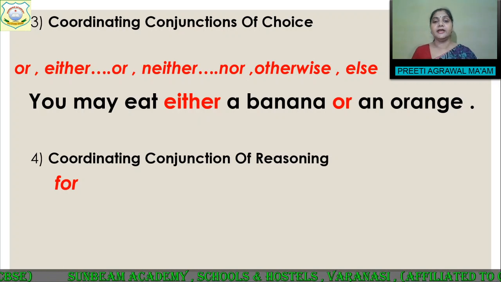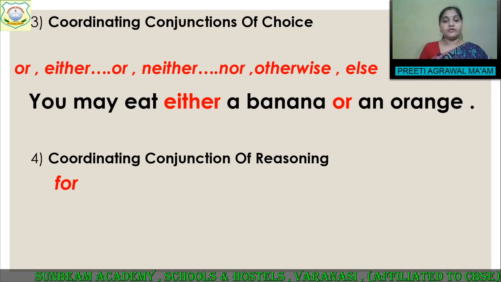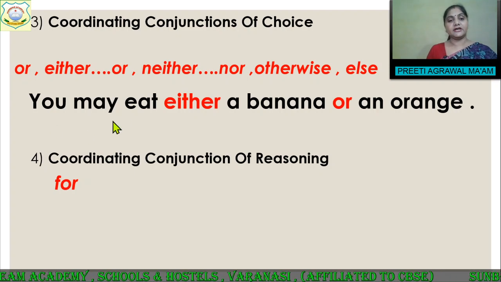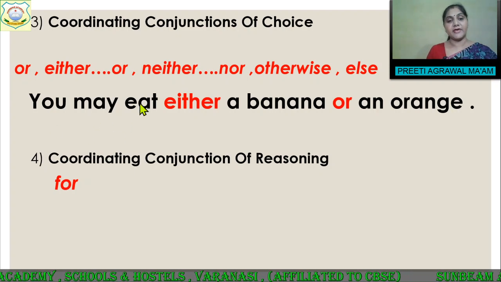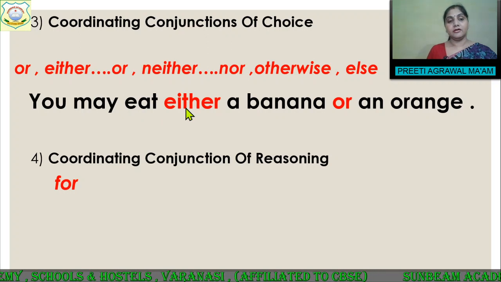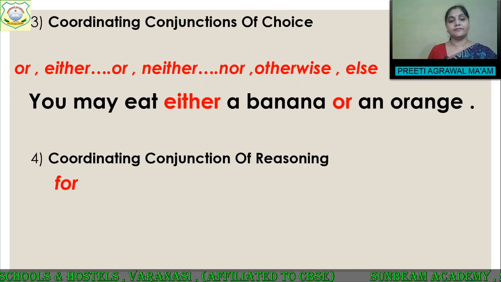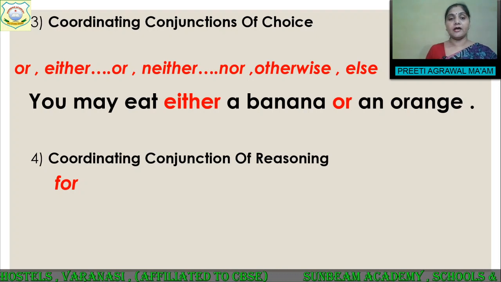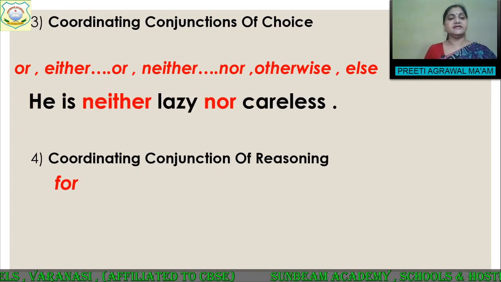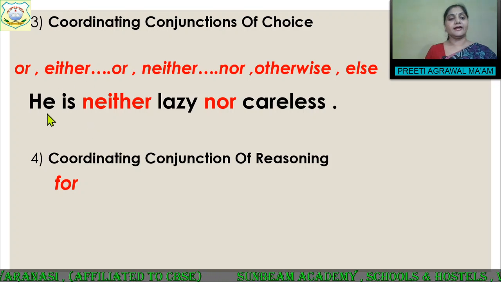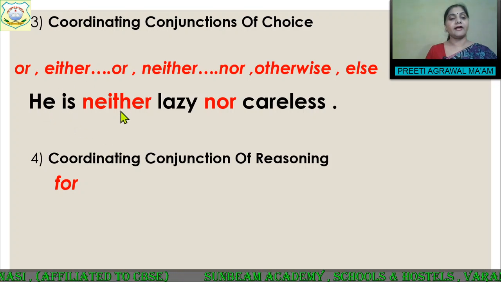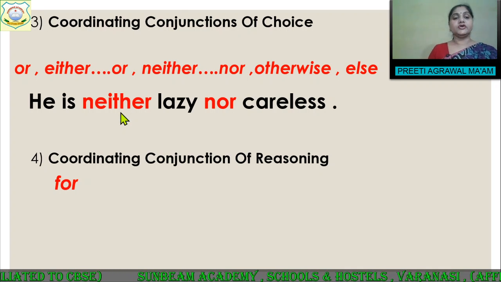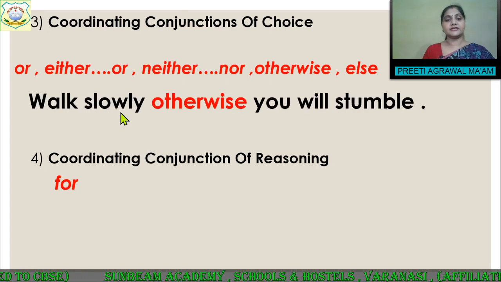Again, the conjunctions are in pairs. So whenever you are using correlative conjunction, be careful. Write down first the subject, then helping verb, after that the main verb, and after that your correlative conjunction, either. So there is again a choice. You may eat either a banana or an orange. He is neither lazy nor careless. The subject, your helping verb, and after that your correlative conjunction. So he is neither lazy nor careless.